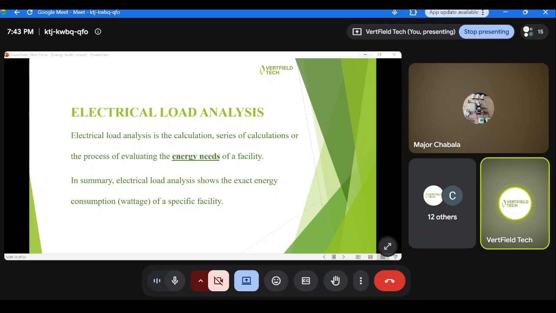So what is electrical load analysis? Electrical load analysis is a series of calculations or processes of evaluating the energy need of a facility.